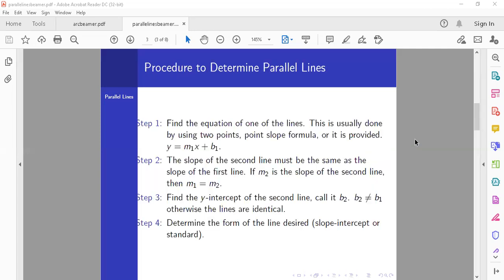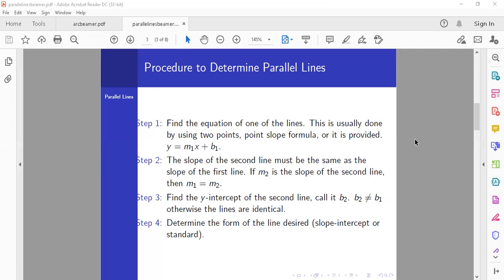The procedure to determine parallel lines is four steps. Step 1 is find the equation of one of the lines. This is usually done by using two points, the point-slope formula, or the line is already provided for you. Normally, we try to have this line in slope-intercept form, in this case y equals m1x plus b1. So our first step is to find the equation of the line if it's not already provided.